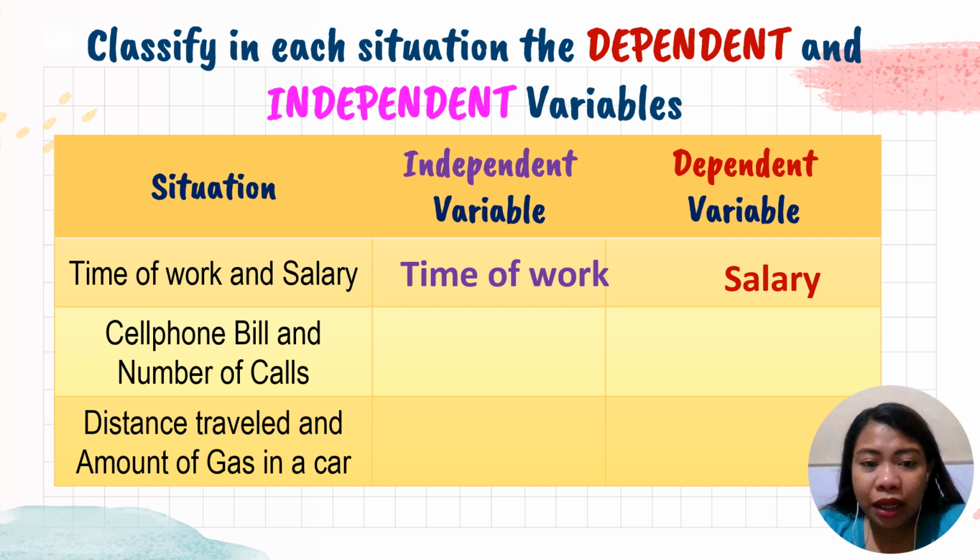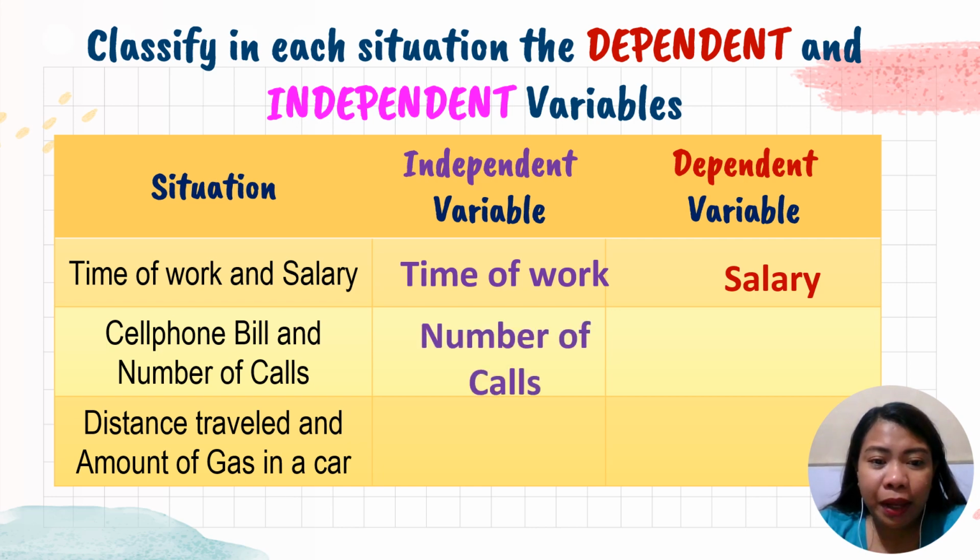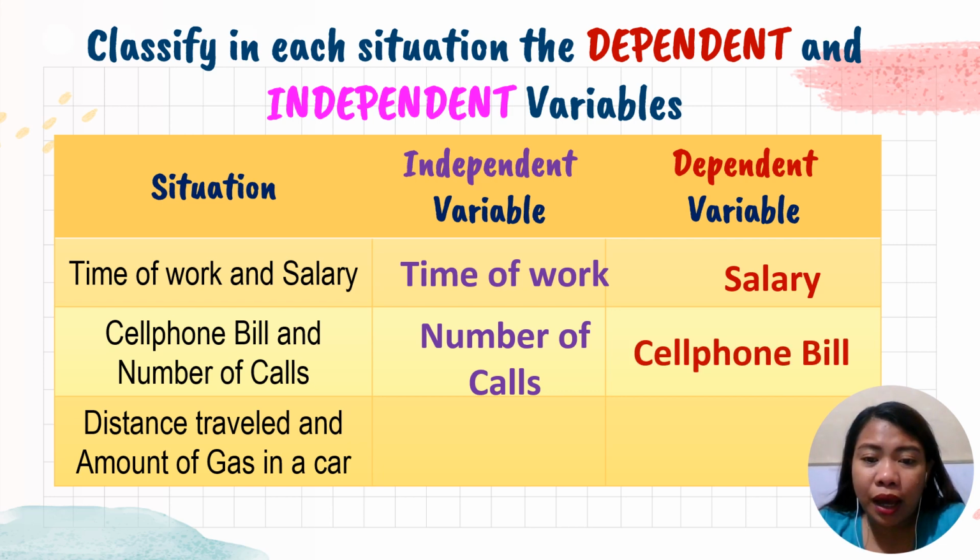Next here, cell phone bill and number of calls. Which one is the independent and the dependent variable? Nice one. So here, the independent variable is the number of calls. Why? If you call 24 hours a day, then the dependent variable, your cell phone bill, will get higher. If your calls are minimal, the cell phone bill will be low. Okay?